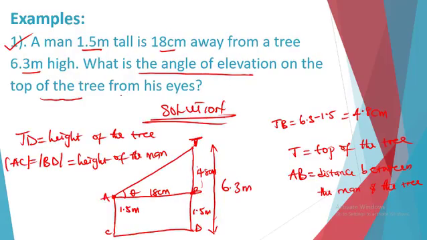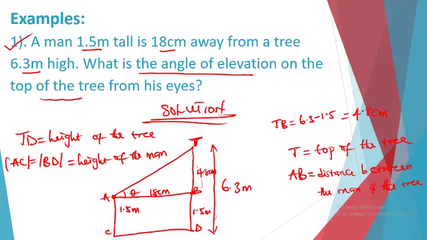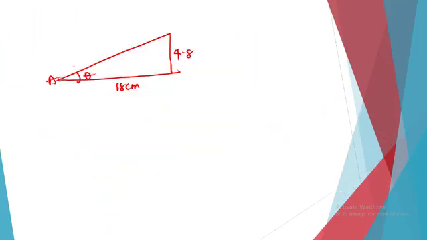Okay, and this is 18 cm, this is theta, this is 4.8. Okay, and this is A, B, and C. Okay, this is our angle 90. Is that correct? So the line facing angle 90 is what?